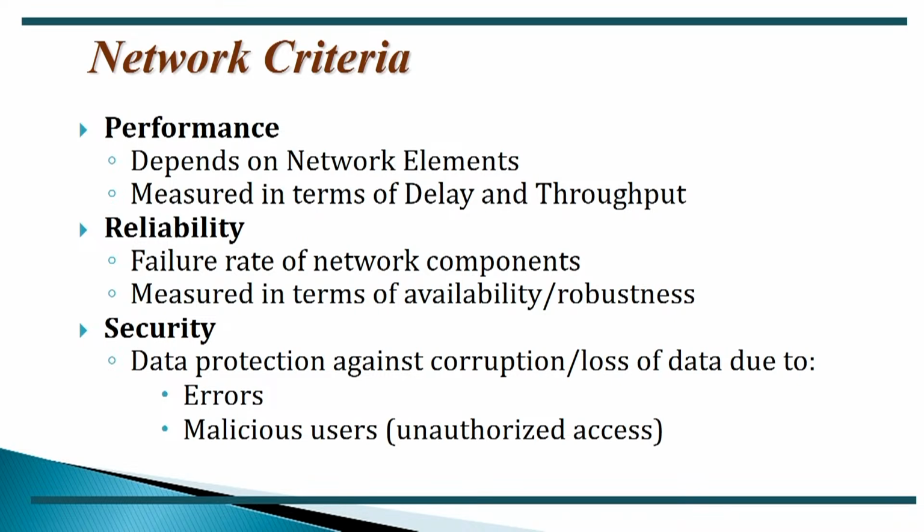Reliability. How can we say the system is reliable? We have to say that if the system fails, what is the alternative we have, and what is the failure rate of network components. Failure rate means how often the transmission cables can generate errors, or how often nodes could not carry the message. These kinds of things come under reliability. It is measured in terms of availability and robustness of the system.